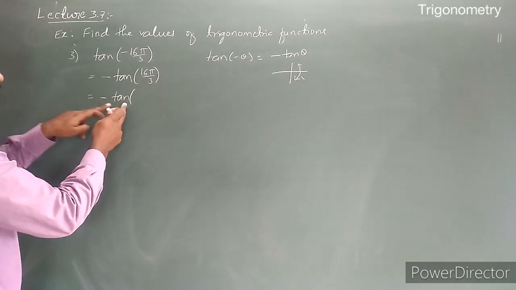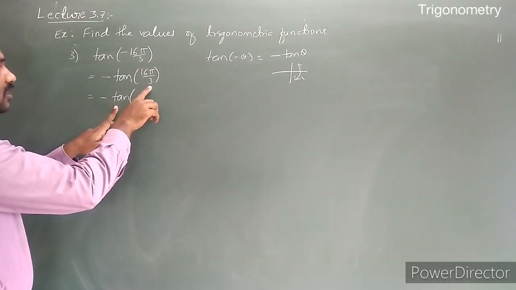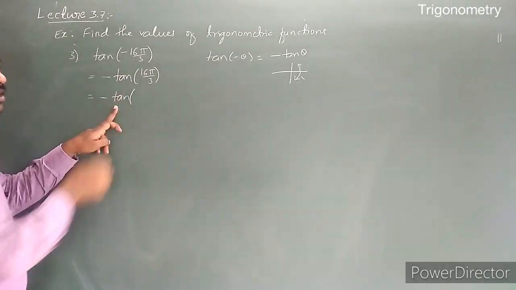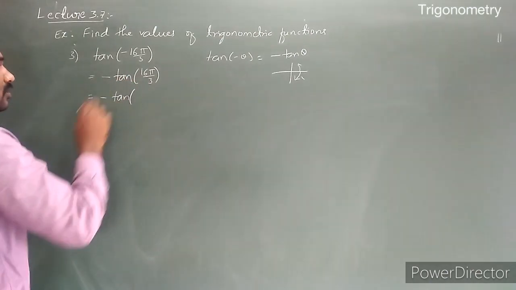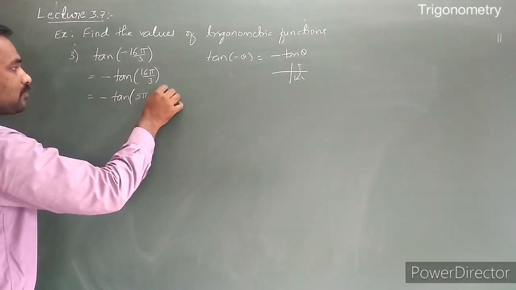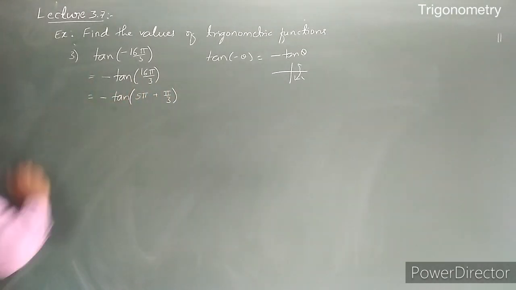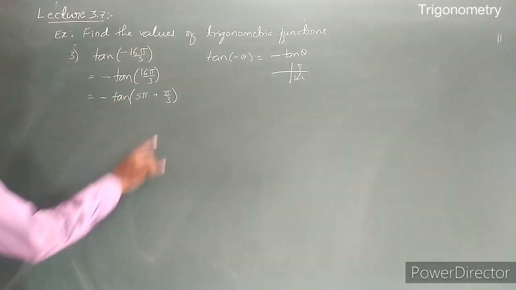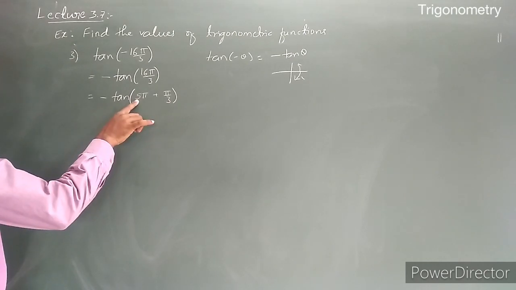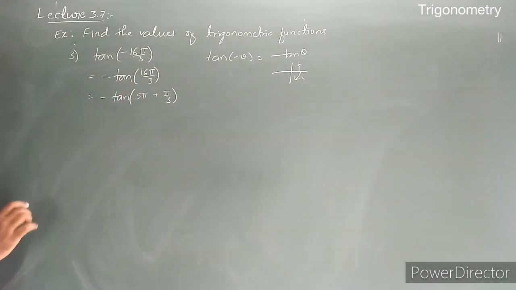So minus tan 16 pi by 3, we have to split. How to split? Check the multiple of 3 nearer to 16. 3 times 5 is 15, so I write pi plus pi by 3. On simplifying, we get 16 pi by 3. Checking: 3 is the LCM, 3 times 5 pi is 15 pi, plus pi, 16 pi divided by 3. That's all. This minus stays as it is.